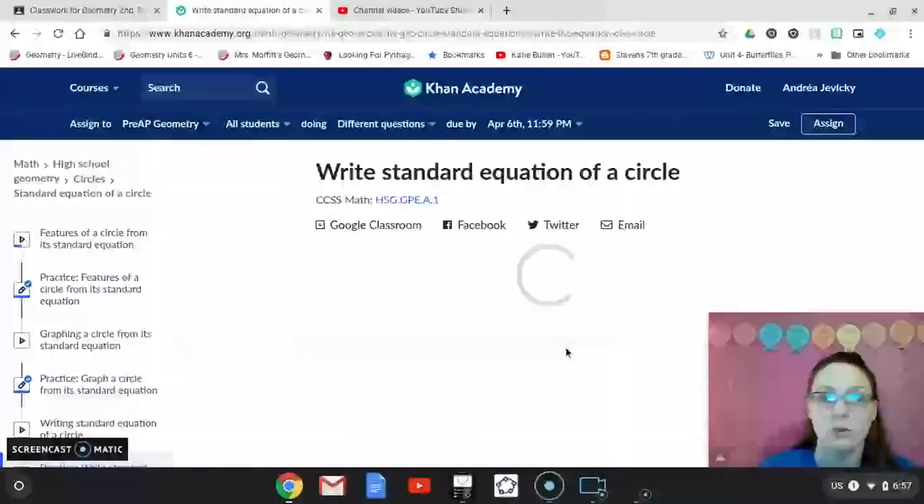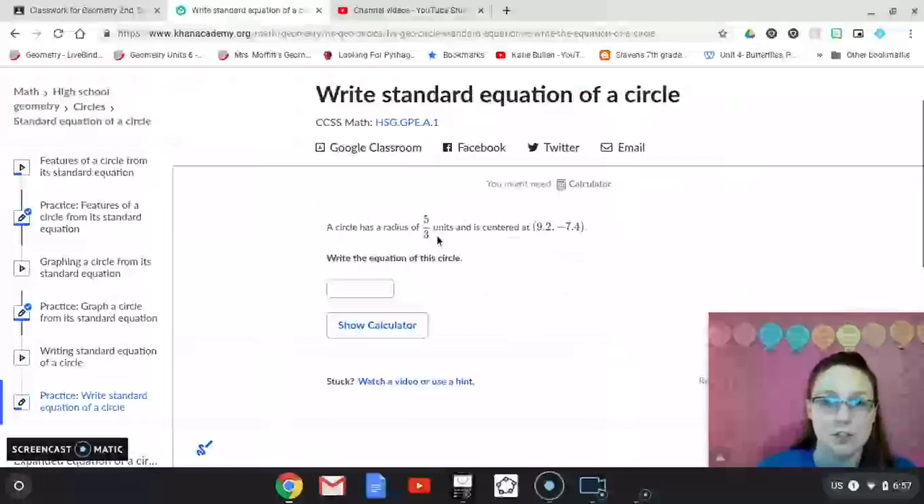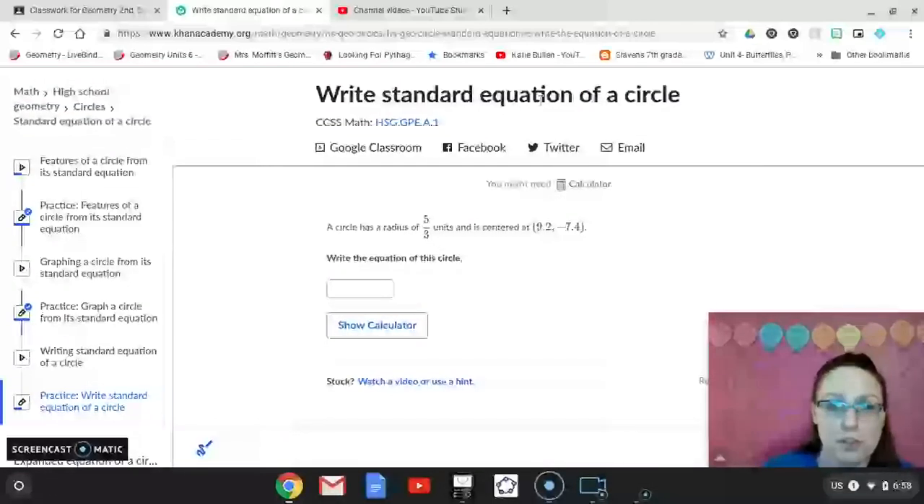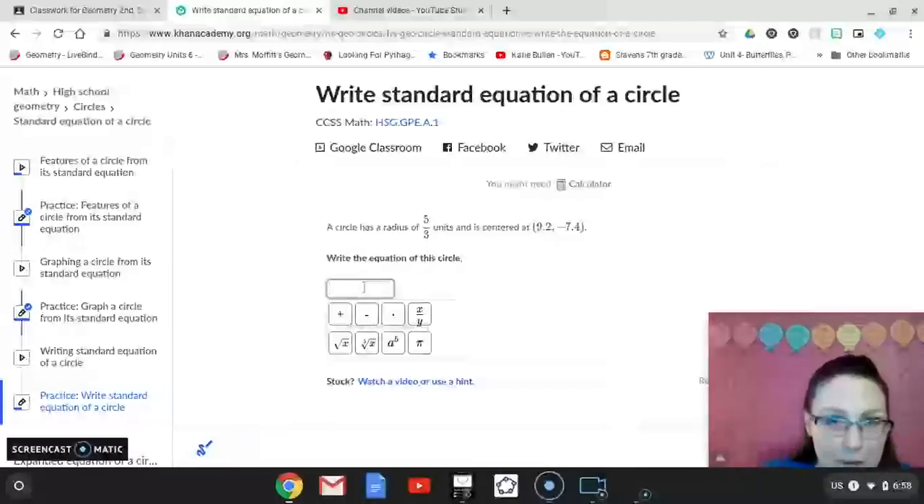Okay, so writing the standard equation of the circle. We looked at 2 equations in the GeoGebra. This one is the standard equation. Okay, that's just like the equation that you were looking at right here, and just like the equation that you were looking at right here. All right, so they tell us that it has a radius of 5/3 units, and it gives us the center, and it asks us to write the equation.